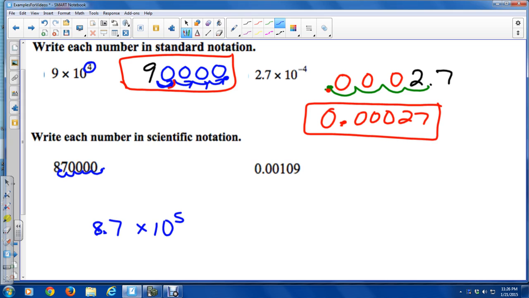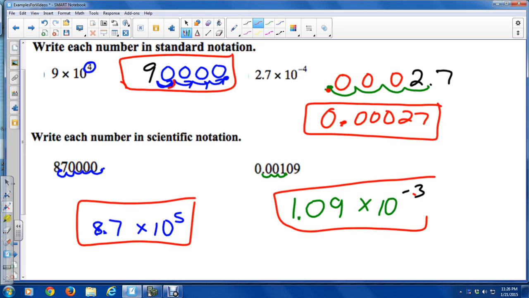Let's try another one. This one, I'm moving it to the right. 1, 2, 3. Again, I only want one number. That's going to be the 1. Anything else that's significant has to come after it. So I've got a 0 and a 9, because I can't just forget about that 9. The 0 is a placeholder, so I do have to actually include the last 3 there. Times 10 to the, you moved it 3 times. This time we moved it 3 times to the right, so I'm going to put a -3 for my exponent. Okay, those are examples for scientific notation. Good luck.